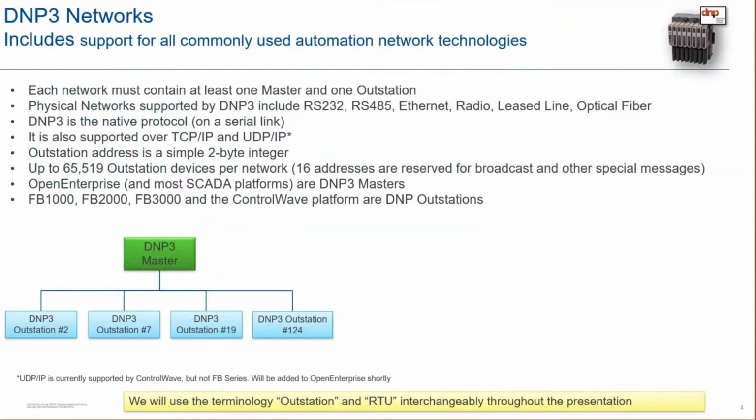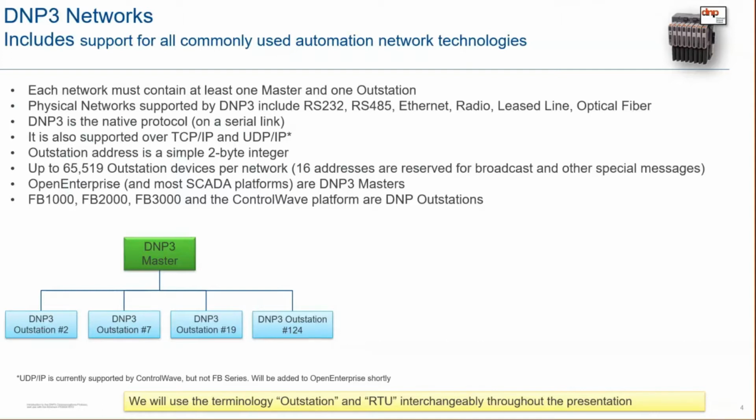Physical networks that are supported by DNP3 are all the traditional ones we have in the automation industry, including RS-232, 485, Ethernet, lease line, optical fiber, radio. Really, if you can communicate a signal over it, DNP3 supports it. It should be noted that on a serial link, DNP3 is the native protocol, so that's the protocol you'd be using. It also can be supported over TCP and over UDP IP.